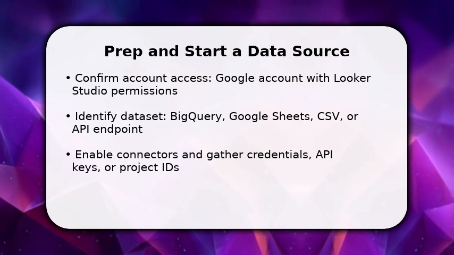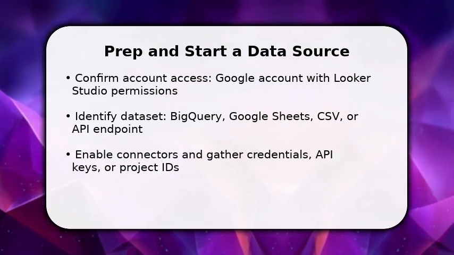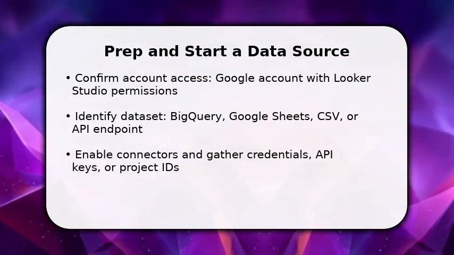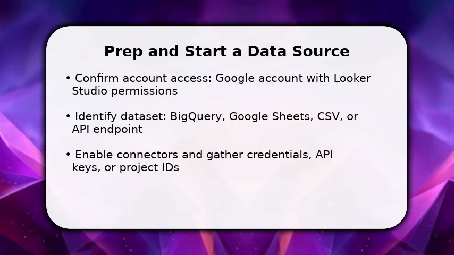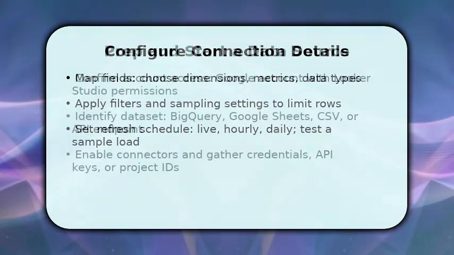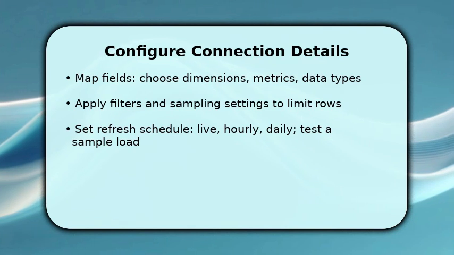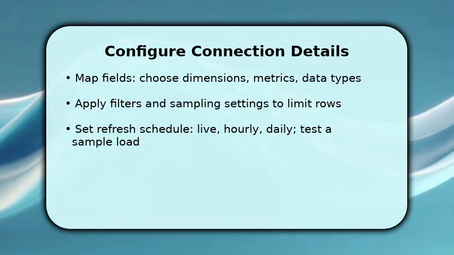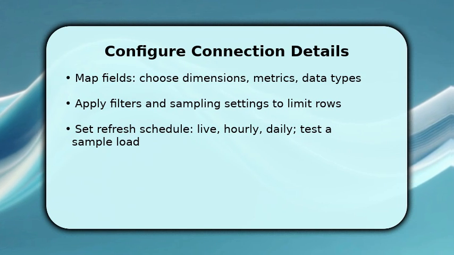Then click Add Data and select your connector. This is the first actionable step that moves you from planning to connecting. You now configure the connection details precisely. Start by mapping fields. Select which columns become dimensions and which become metrics, and verify data types.